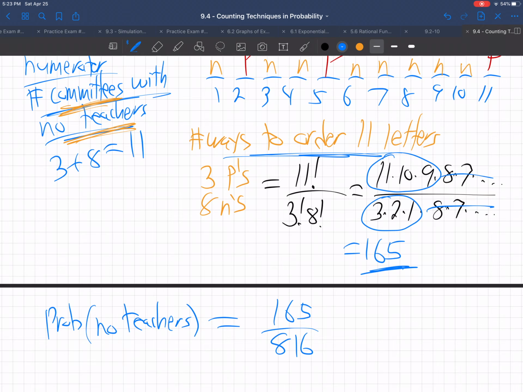That can be reduced if we divide top and bottom by 3. We get 55 over 272. So there we go. There's the probability of having a committee with no teachers on it.